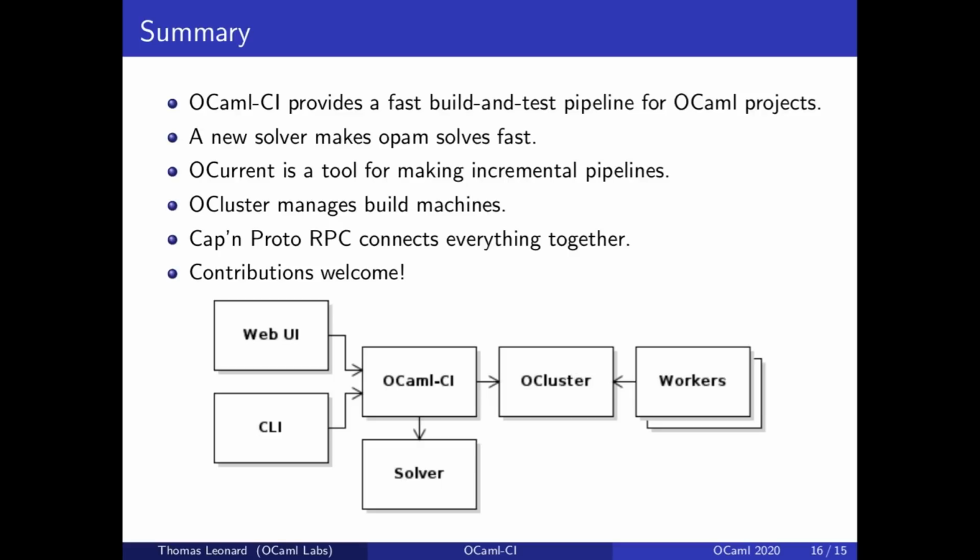So in summary, OCaml-CI provides a fast build and test pipeline for OCaml projects. But you may find that the components it's made of are also useful to you individually. The diagram on this page shows the ones we've looked at: the web user interface, the command line interface, the CI engine, the new opam solver, and the OCluster scheduler. And the arrows represent the Cap'n Proto connections that tie everything together.